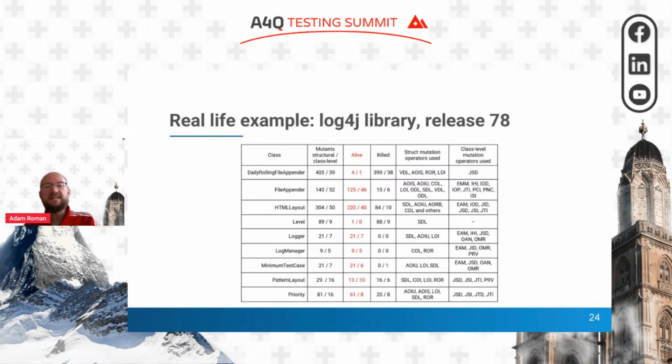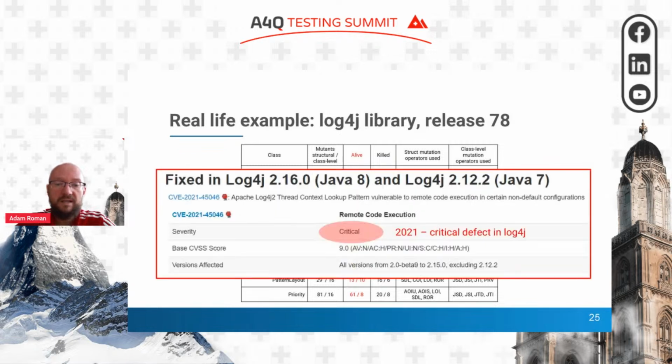Now, here is some real-life example. This table presents the results of mutation testing for one version of the log4j library, and you can see here that for many classes, there are still some alive mutants, which means that the original test suites related to these classes were not able to detect everything. And that may be the reason why there was a very well-known failure 1 or 2 years ago.